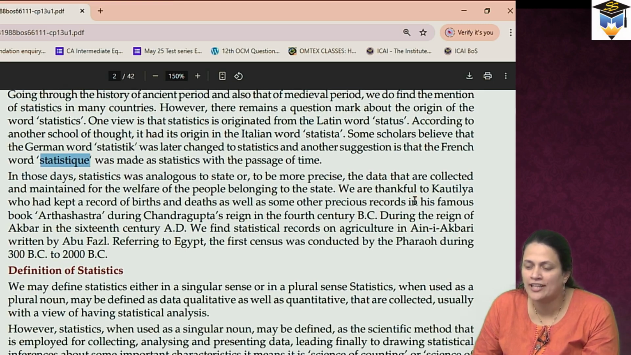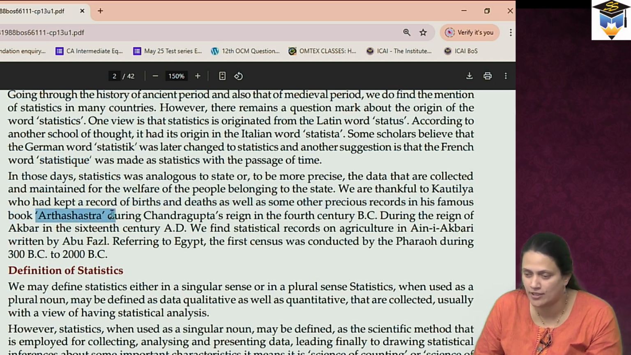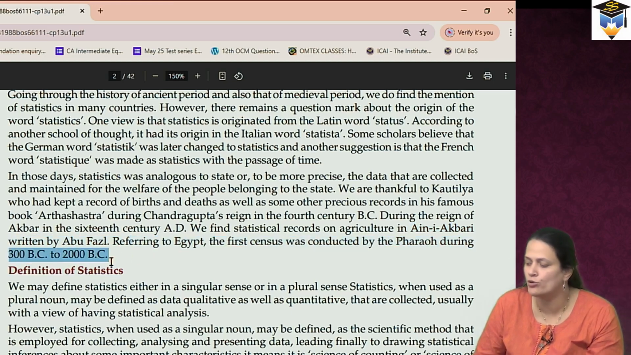Now there was an Indian scholar known as Kautilya who had kept a record of births and deaths, as well as some other precious records in the book Arthashastra. Please underline this, Arthashastra, Kautilya. Then we find statistical records on agriculture in Ain-e-Akbari written by Abu Fazl. So mark this also. And Pharaoh in Egypt during 300 BC to 2000 BC. So basically you should know all these points.